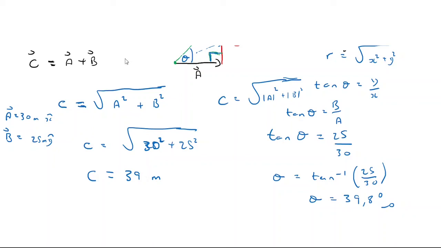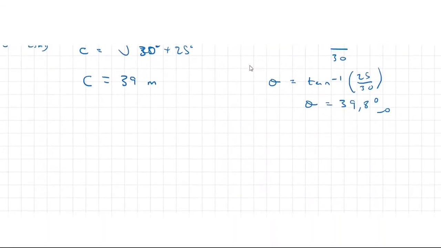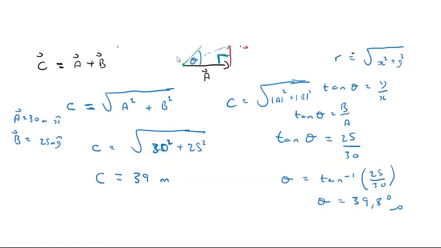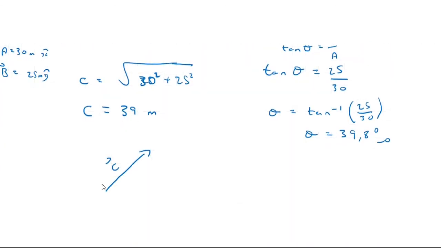Now, how do we write this thing? You have to follow me as to how we write this. We say, okay, fine, I have a vector C, and vector C is like this. You can see from here, vector C is like that. So this is vector C, and I have an angle here of 39.8. That's the angle that I found.